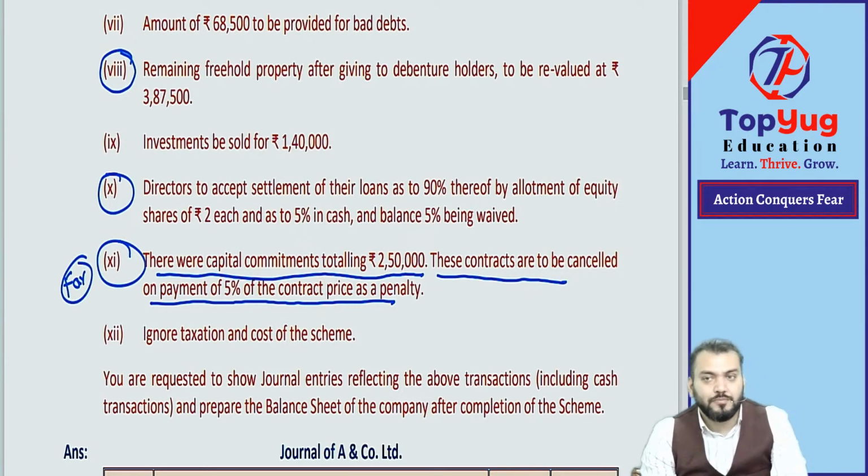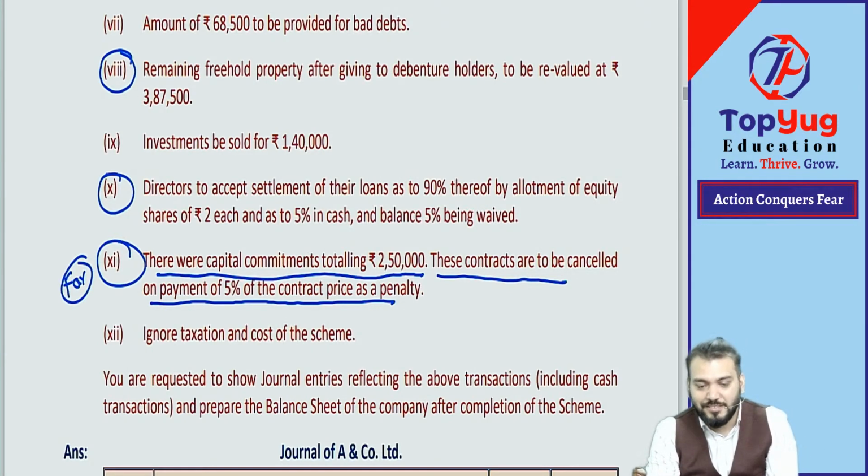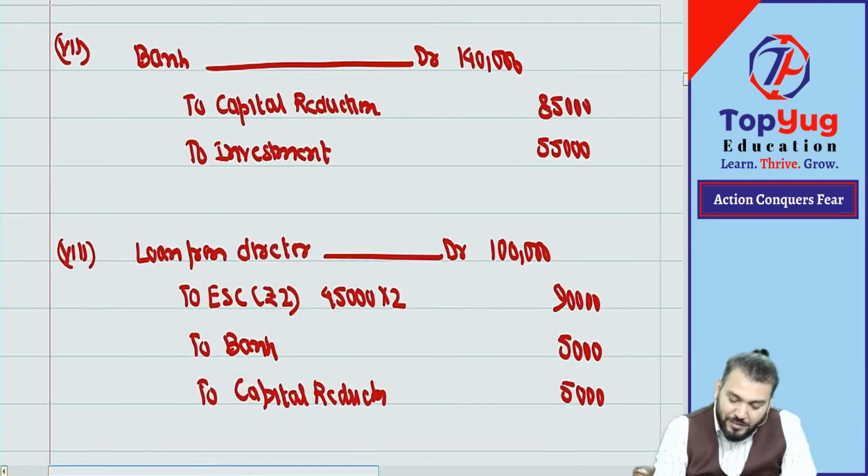What journal entry will you do? Capital reduction account debit, to payment done. It is given now: this contract is cancelled on payment. Means you will pay the amount, so to bank. Simple. Simple journal entry.